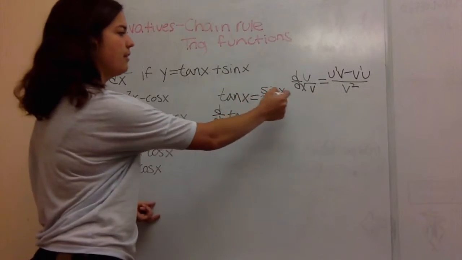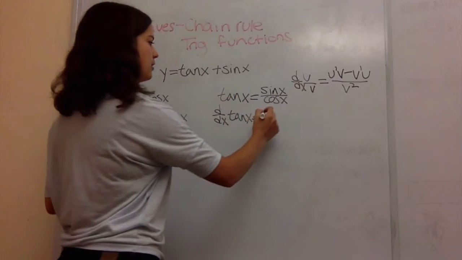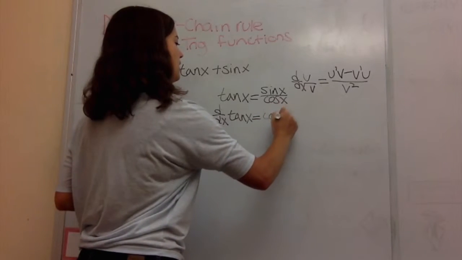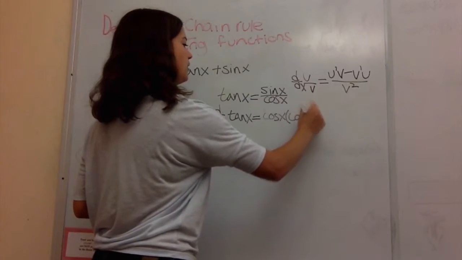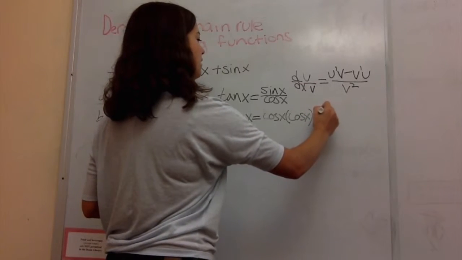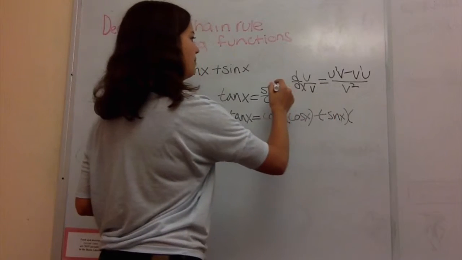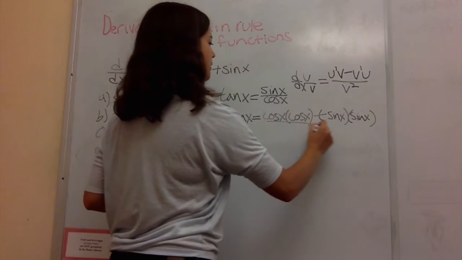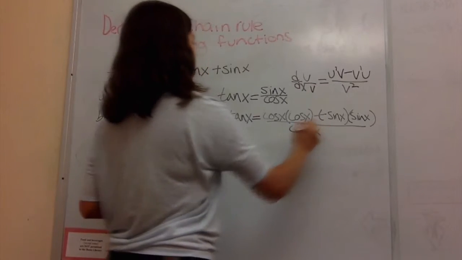So this is how you do the derivative of anything that's in this layout, u over v. As you can see, it's sine of x over cosine of x. So we're going to take u prime, which is cosine of x, because that's the derivative of sine, times v, which is cosine of x. And then you subtract v prime, which is negative sine of x, times u, which is sine of x, all over v squared, which is cosine squared x.